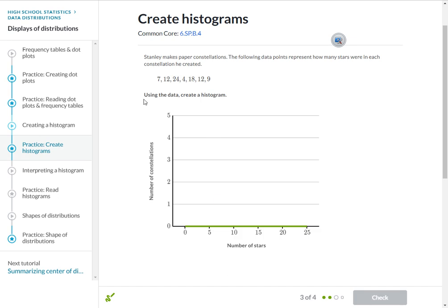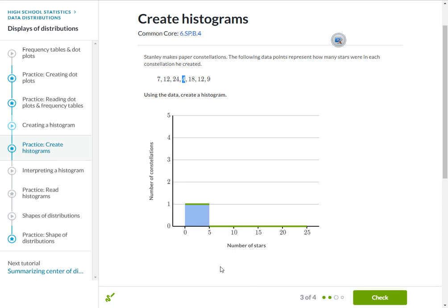Next. Stanley makes paper constellations. The following data represents how many stars were in each constellation he created. So we're going to use the data again to create a histogram. This time we're talking about the number of constellations, and we're looking at the number of stars. So how many times did you have data between 0 and 5? The only number here is a 4, so that's 1, and that's it. So there's only one piece of data between 0 and 5.